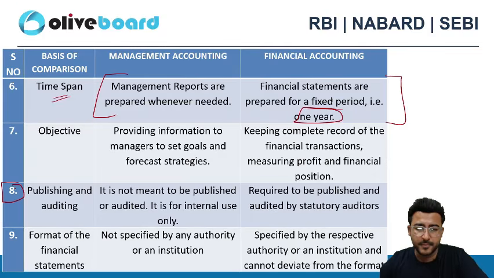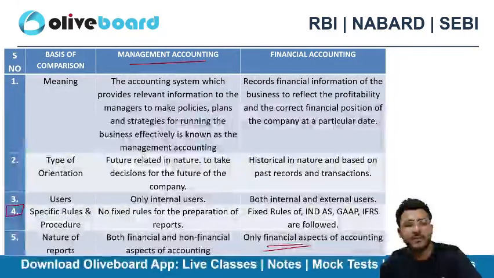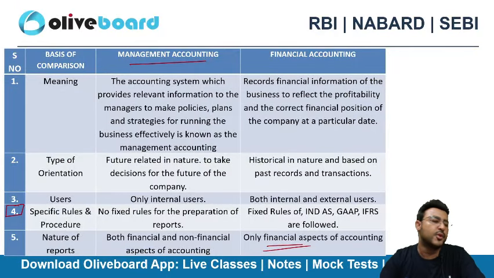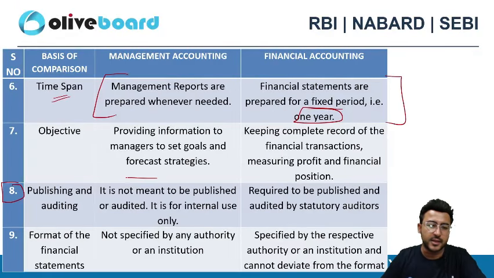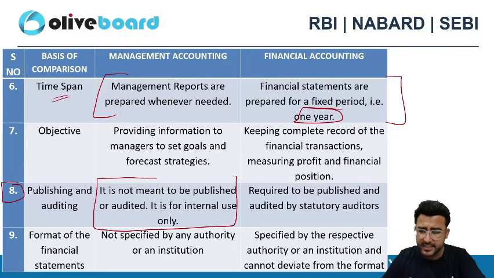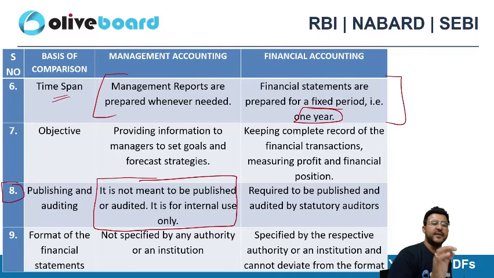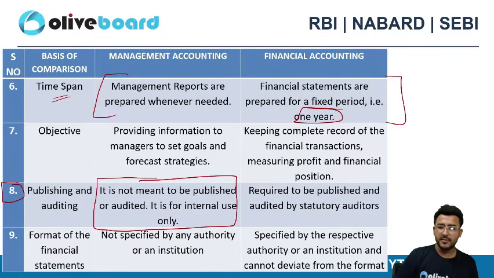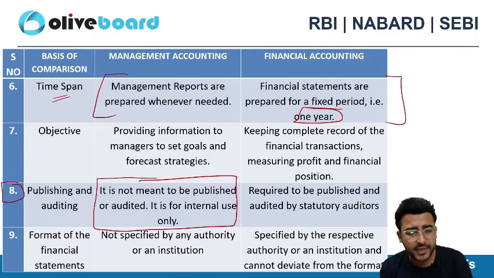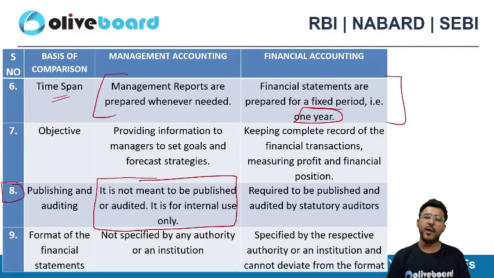Publishing and auditing. Can you guys tell me whether we publish management accounting or not? No, we never publish management accounting. Have you seen management accounting of Reliance Industries? No, it's not published. Have you seen financial accounting of Reliance Industries? Yes. In the annual report, they publish their financial accounting data. That's a statutory liability. They need to publish it, right? Whether we need to audit the management accounting, no. There is no such auditing requirement.